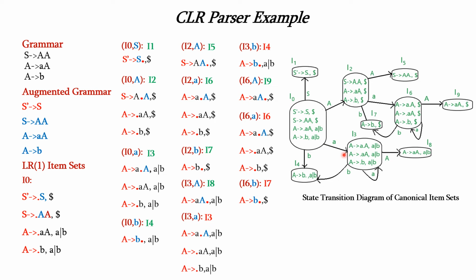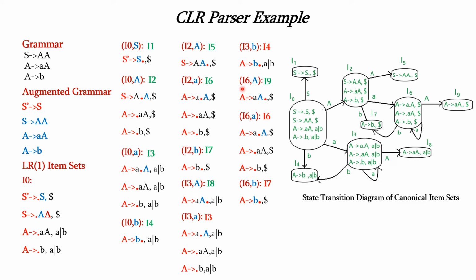So let us represent this with the state transition diagram. I0 on S goes to I1, and I0 on A goes to I2. I0 on small a goes to I3, and I0 on small b goes to I4. Then I2 on A is I5, I2 on small a is I6, and I2 on small b is I7. Then I3 on capital A is I8 as mentioned here, and I3 on small a is I3 itself. I3 on small b is I4.